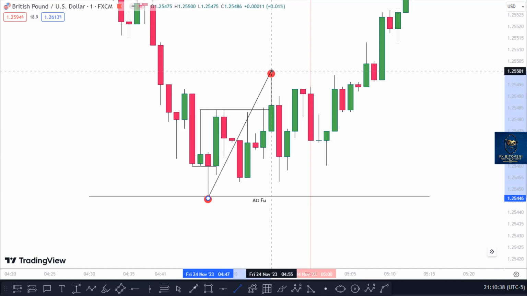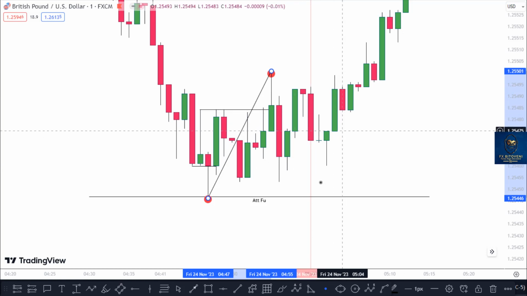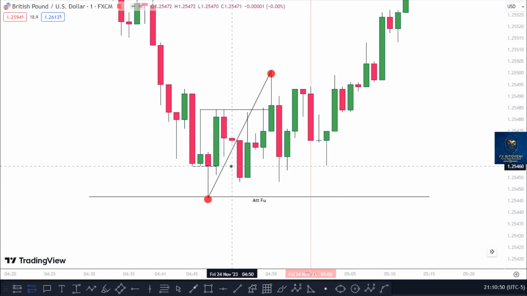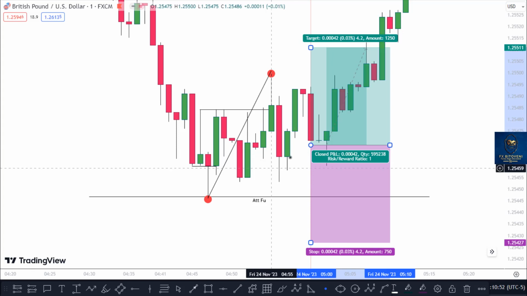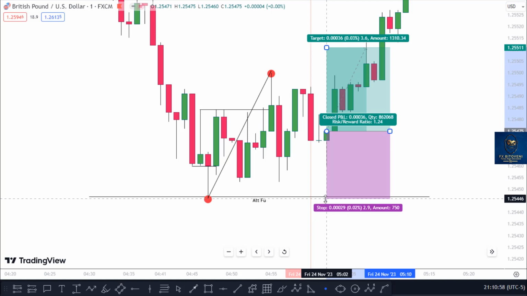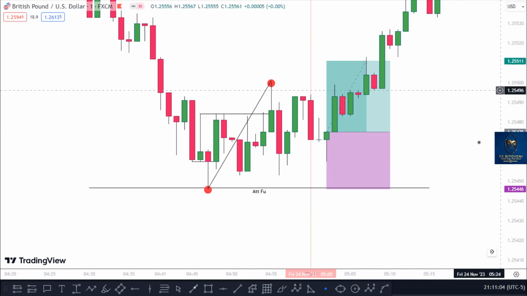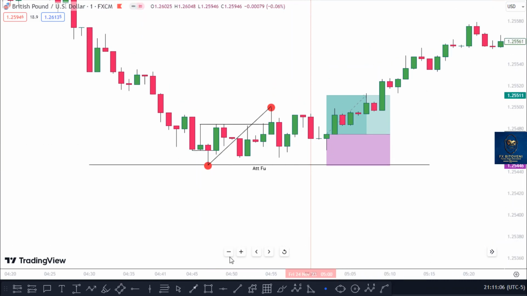Then you have a pullback coming when the candle opens. It opens when the pullback is already almost over. So without hesitation, guys, you go long here. You can even buy on this move. Stop loss below here. Again, 2.9 pips of stop loss.